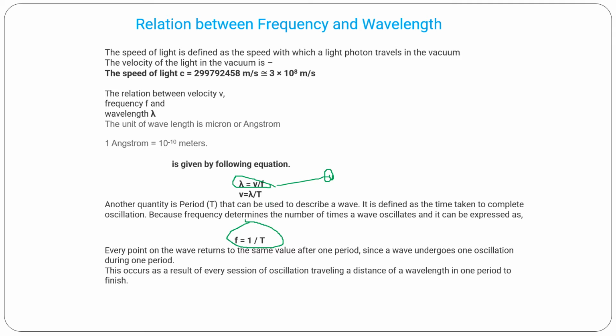And the relation between velocity, frequency and lambda is what we have seen in that equation. The unit of wavelength can be in microns, or here you can say angstrom. So 1 angstrom is equal to 10 raised to the power minus 10 meters. So remember these values also.